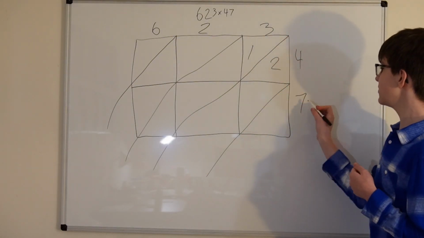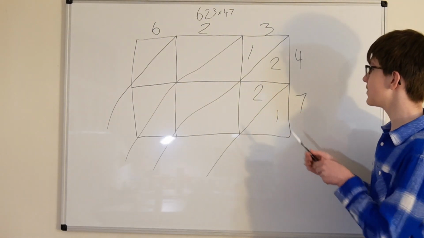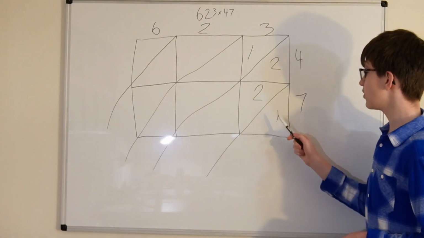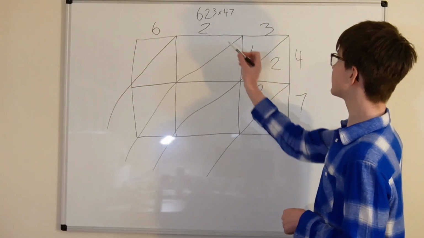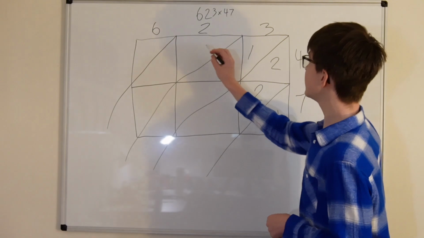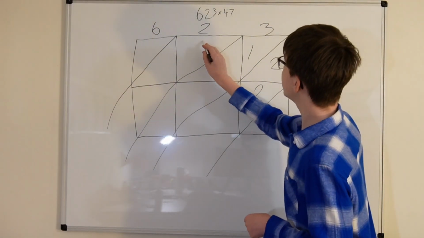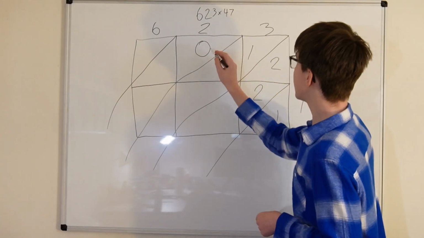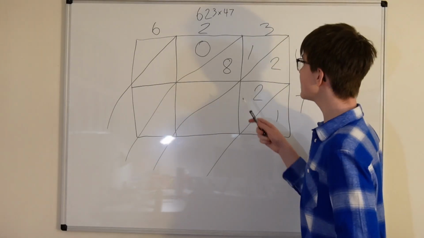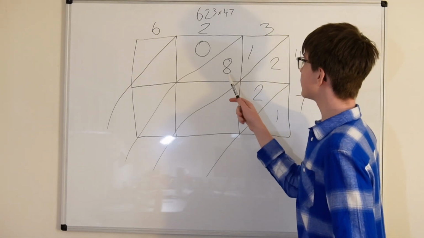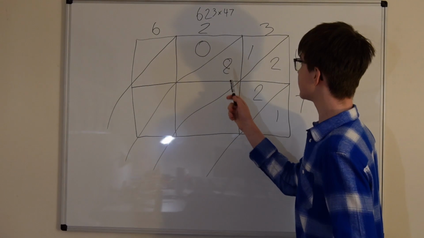Next, 3 times 7 is 21. Again, you put the 2 in the top triangle and the 1 in the bottom triangle. Next, 2 times 4 is 8. Now this is where it gets difficult. You need to put a 0 in the top triangle and an 8 in the bottom triangle, since technically one-digit numbers have an invisible 0 before the digit.